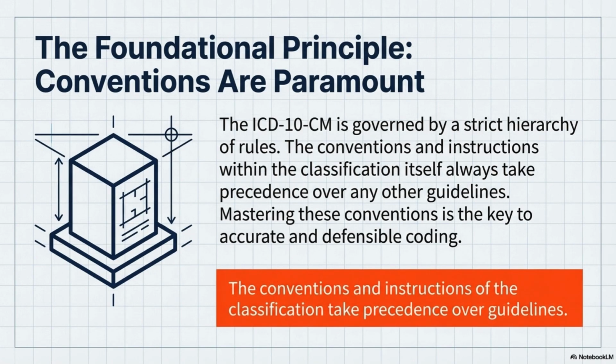The ICD-10-CM classification system is built on a strict hierarchy of rules. At the top of that hierarchy are the conventions and instructions within the codebook itself. These conventions always take precedence over the official guidelines whenever there is a conflict. Because they are embedded directly into the structure of the classification, they function as mandatory formatting rules. Mastering these conventions is essential for accurate code assignment.